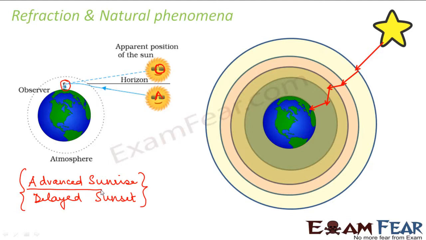Similarly, there is a delayed sunset. During sunset, the actual position of the sun is here. But again, this ray goes and bends while it reaches the eye of the observer. Whatever ray reaches our eye, we will look in that line of sight. So the line of sight for that observer, when this light bends in this way, is such that when the observer sees, he could see the sun to be here.